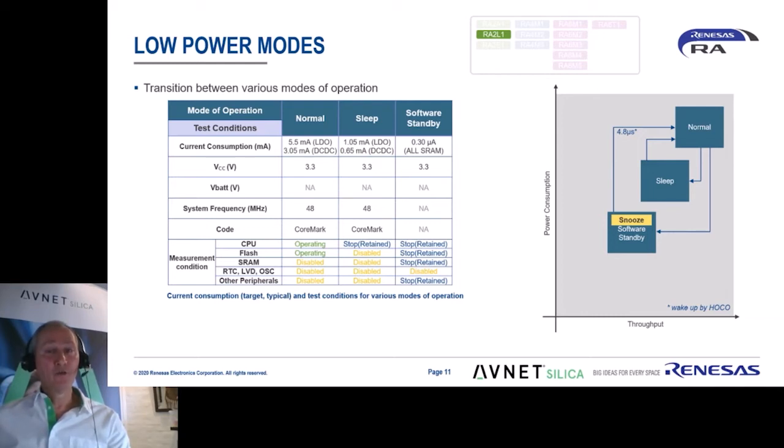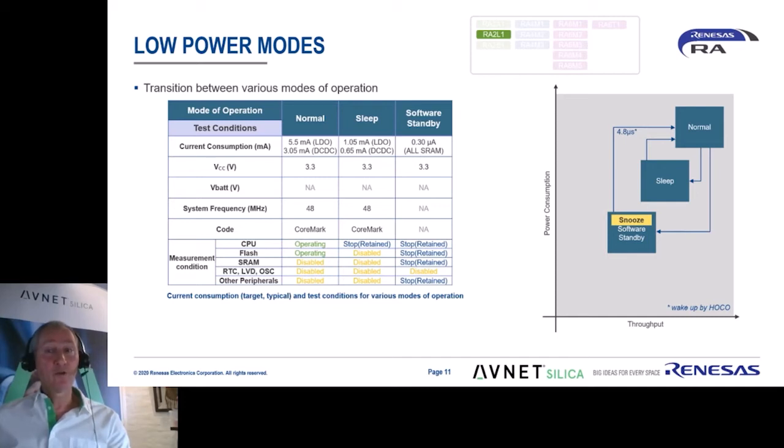The RA2 series has two types of low power modes, normal and sleep. Software standby mode is CPU clock gated and memory and peripherals are retained or stopped. Current consumption is lowest and wake up time to active mode is only 4.8 microseconds.